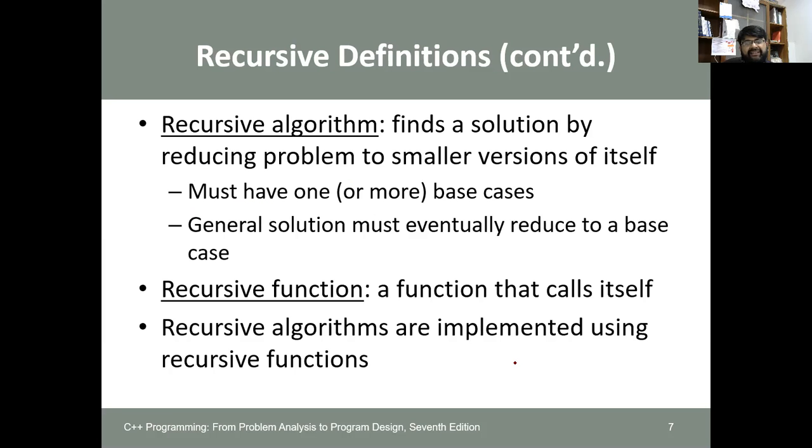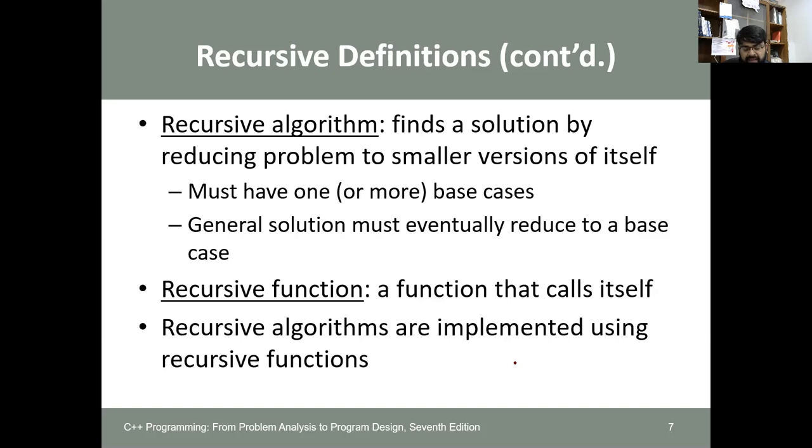So what is a recursive algorithm? A recursive algorithm is an algorithm that finds a solution by reducing the problem to smaller versions of itself. So it uses recursion to find solutions. And when you define a recursive definition, it had two main properties. One was that it must have one or more base cases. It is also true for recursive algorithms to have this property. And the second property is that the general case or the general solution must ultimately reduce to a base case.